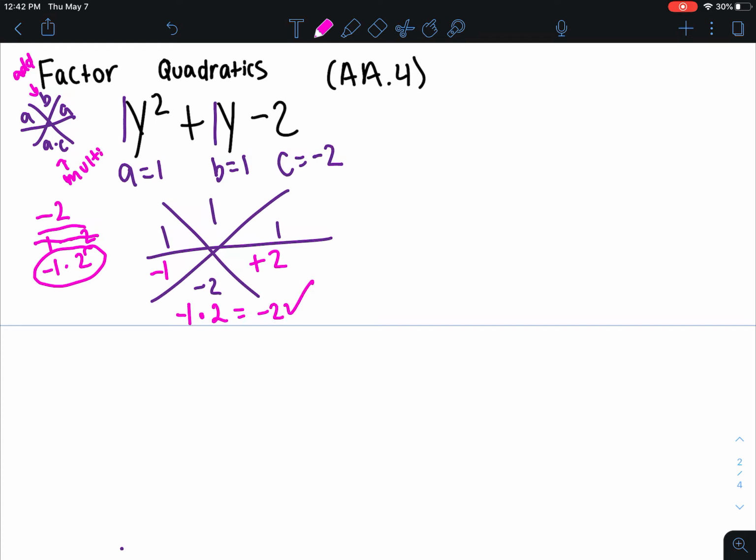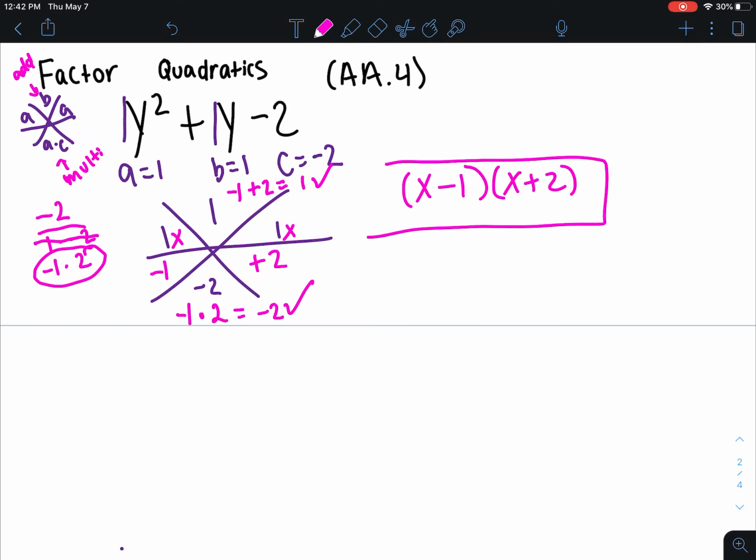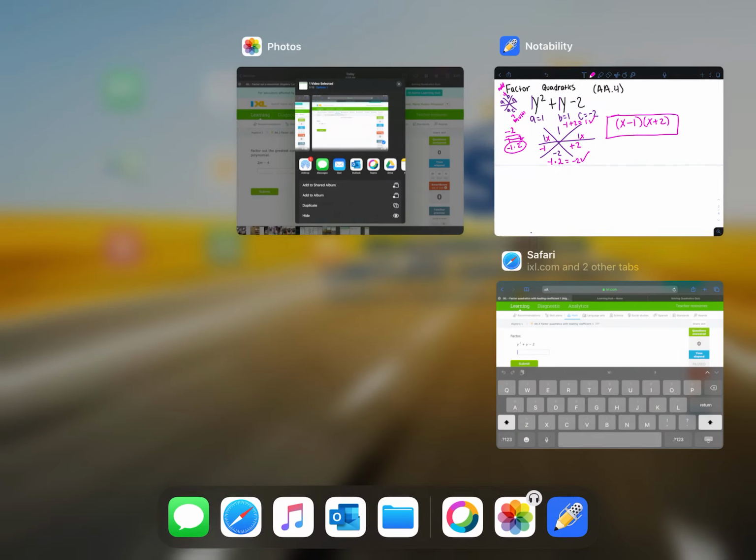And here's why these work. Negative 1 times positive 2, that's negative 2. And negative 1 plus 2, that is a positive 1. So that's why those numbers work. So my final answer is 1x minus 1. The other factor is 1x plus 2. So that's what I would type in IXL.